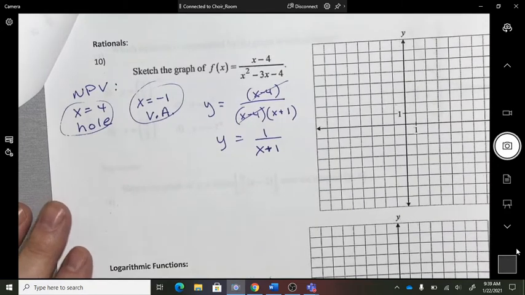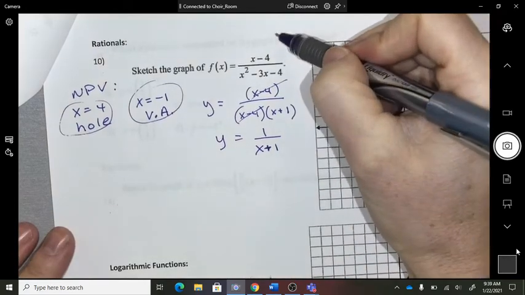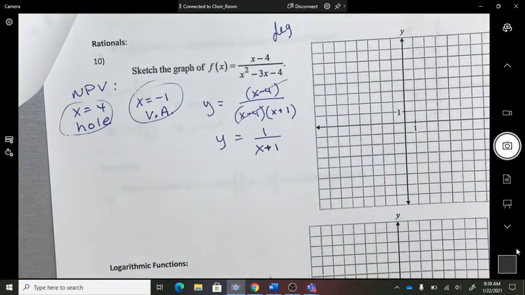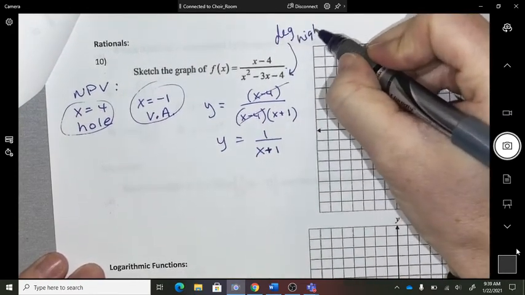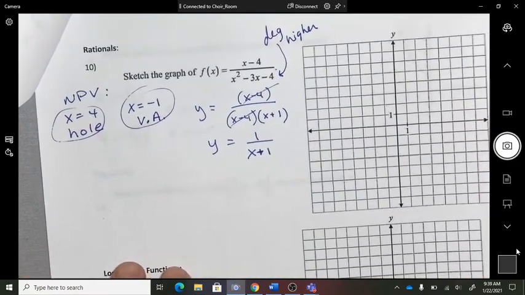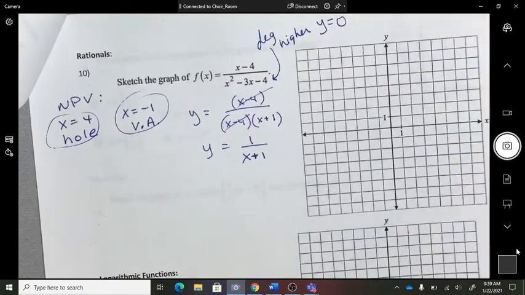Okay, now we need to analyze the horizontal asymptote. Degrees. Are they the same? Do you have higher on the top, higher on the bottom? Higher on the bottom. What does that do for a number if your bottom gets bigger, bigger, bigger on a fraction? 1/10 and then 1/100 and then 1/1000. What's actually happening to your number? Closer to 0.